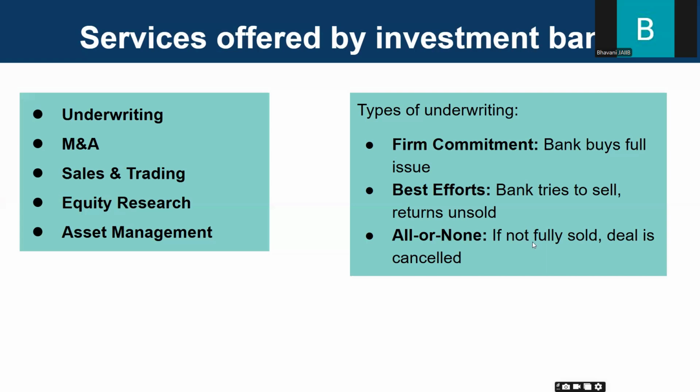All or none. If not fully sold, the deal gets cancelled. So if not fully sold, deal is cancelled. Either it sells it or it doesn't sell. So that is all or none principle. So here we will take an example. If a company wants 100 crore rupees, the bank may agree to underwrite full 100 crores or just try its best. So either you buy it completely or you try your best to sell it, or you will either sell it or you don't sell it. So these are the three types of underwriting.